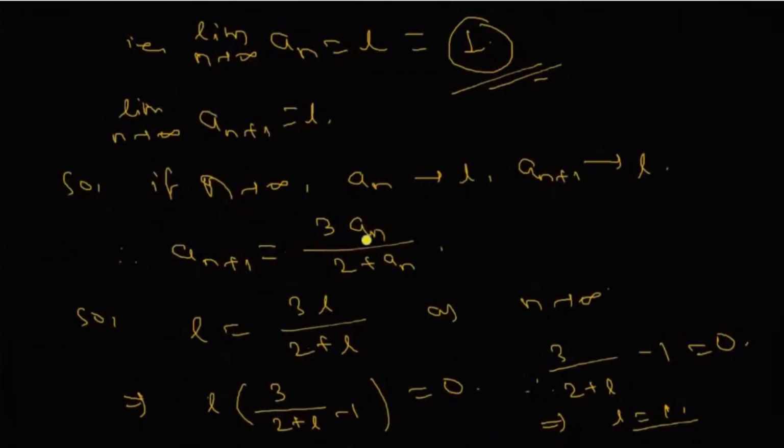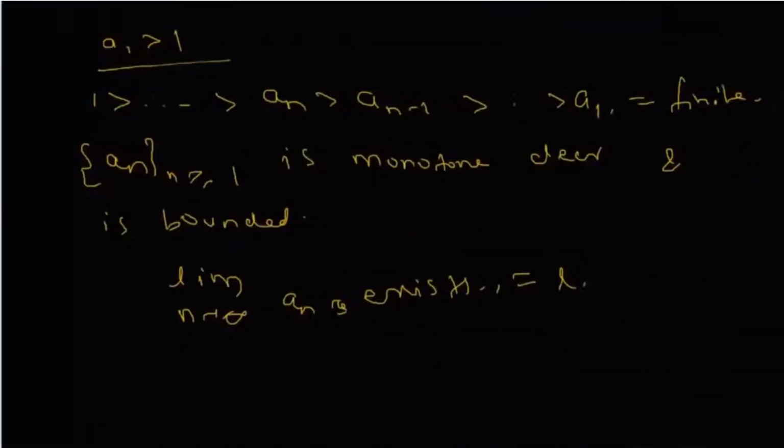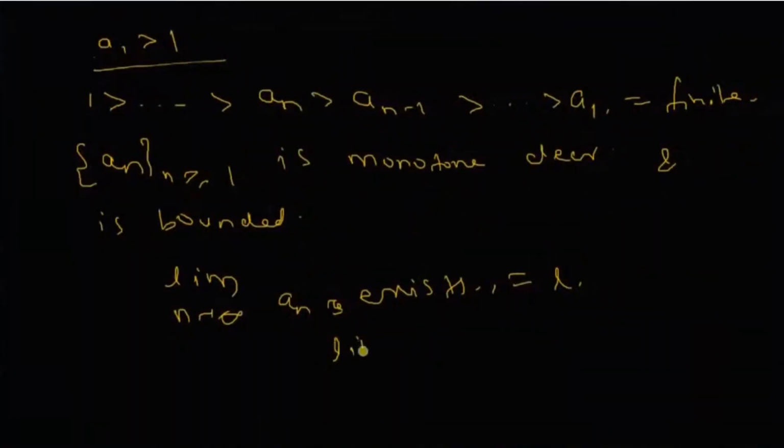So you get the same conclusion as you do here. a_(n+1) is equal to 3a_n by 2 plus a_n. So this is L, this is L. Repeat the same process. You will get the limit as n tends to infinity of a_n equal to 1.